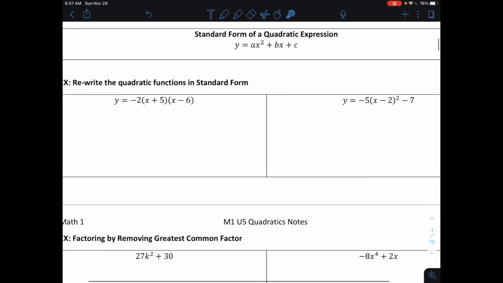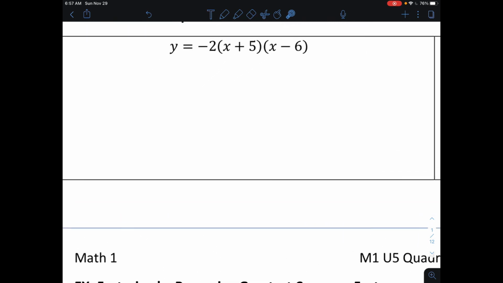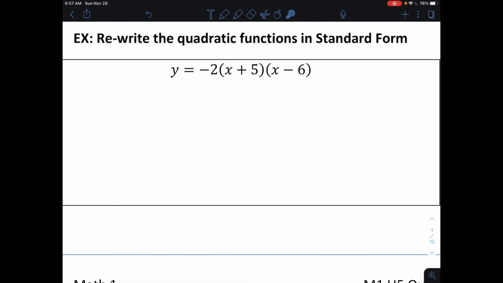However, these next two problems simply want us to write these quadratic expressions in standard form, which basically means multiply it all the way out, just like what we were doing. So, looking at this problem, we have negative 2 times x plus 5 times x minus 6. Let's start by taking the negative 2 and multiplying it into that first set of parentheses.